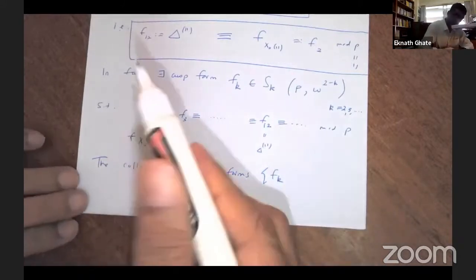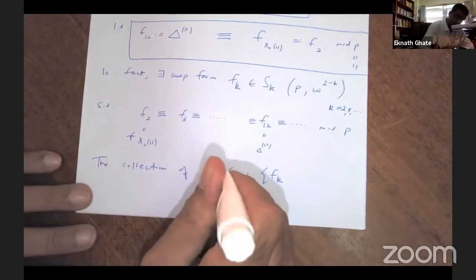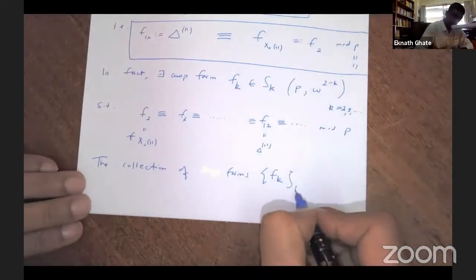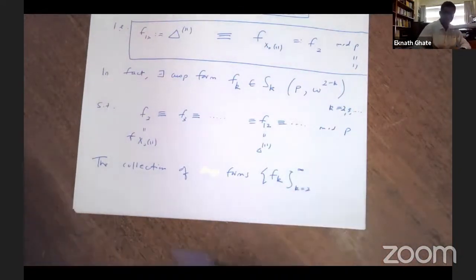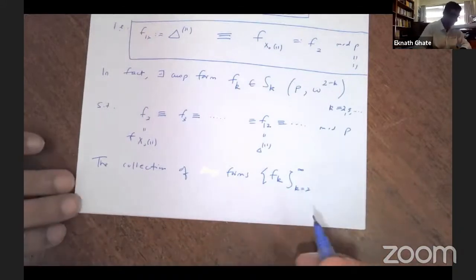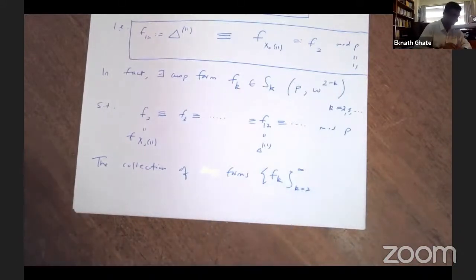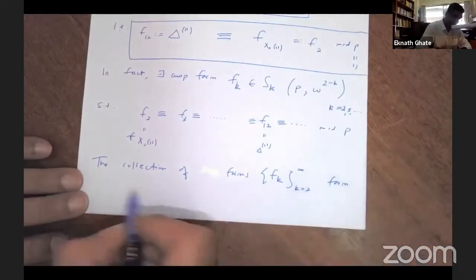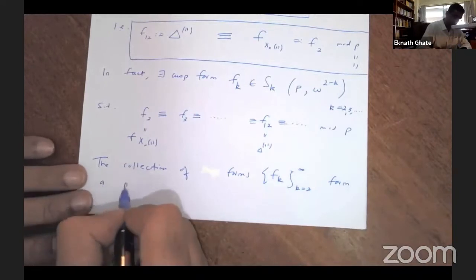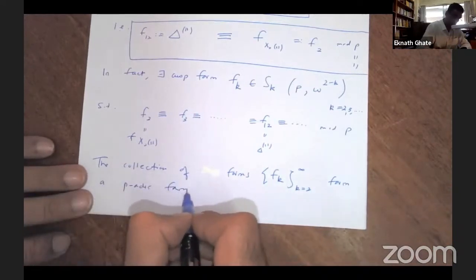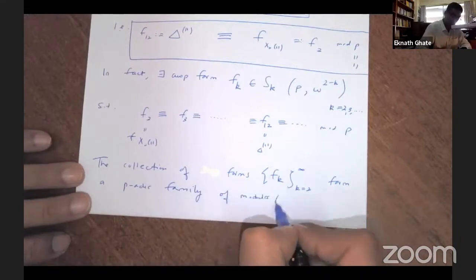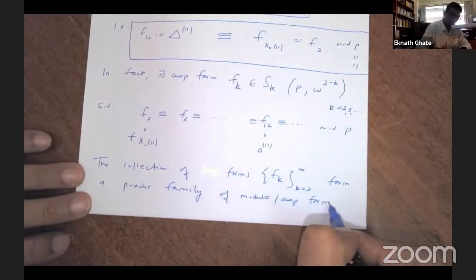Let me just say forms, so that I include the previous example. A collection of modular forms or cusp forms in this case, F_k for k equals 2 to infinity. In the previous case for the Eisenstein series it was even 1 to infinity, but let me, for reasons that will become clear in the next lectures, start from weight 2. This forms what is called a p-adic family of modular or cusp forms.